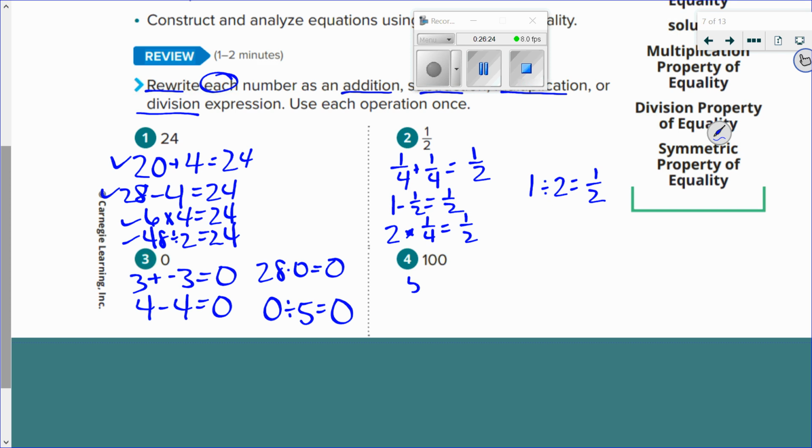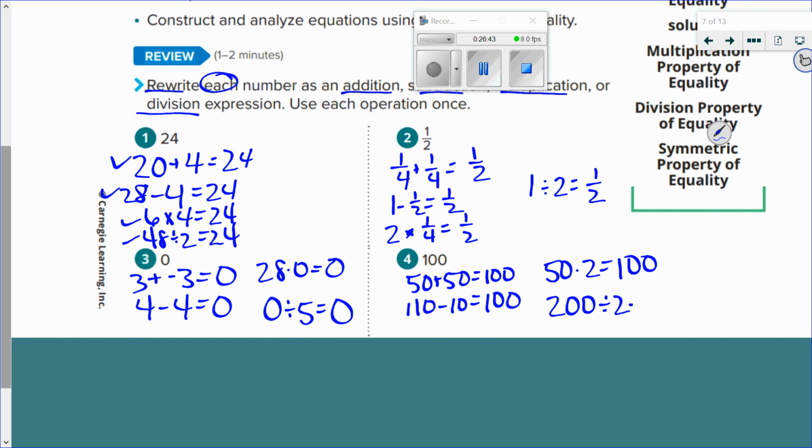100. 50 plus 50. I could do subtraction, 110 minus 10. Multiplication, I could do 50 times 2. Division, 200 divided by 2. So if you didn't have answers written down, make sure you copy something down so you've got it.